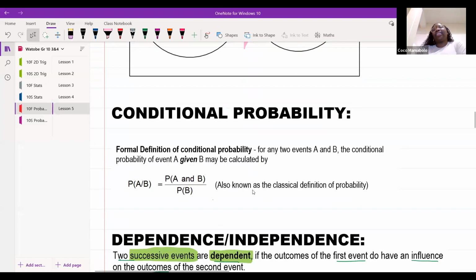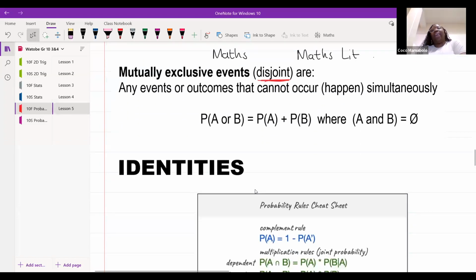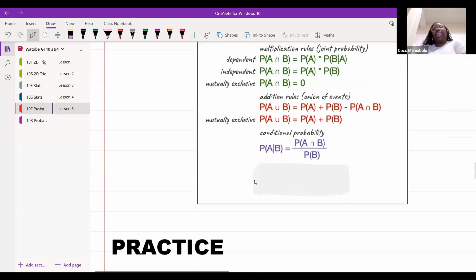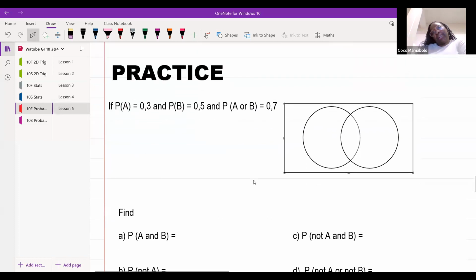All right, let's put some of this stuff to use. I don't want us to just look at it and leave it where it is. Let's practice a little bit. I want you guys to look over here. The question says, if the probability of A, I'm going to name this part A, and this part B, the probability of A is 0,3.